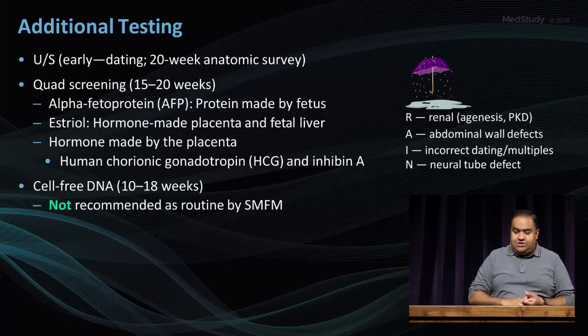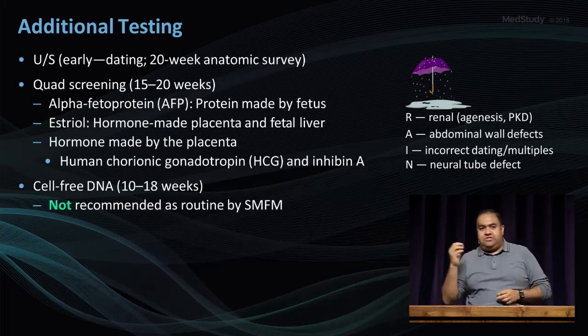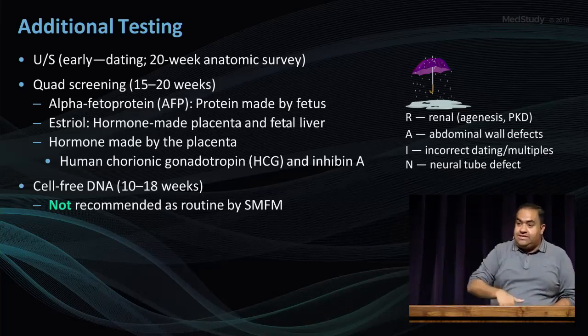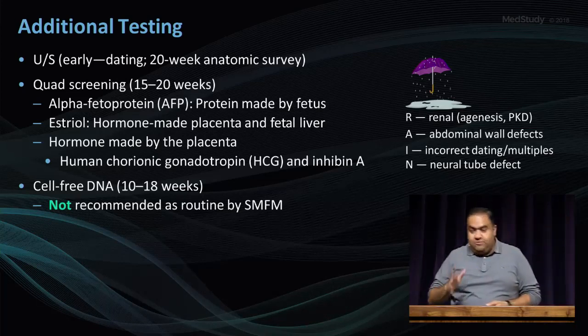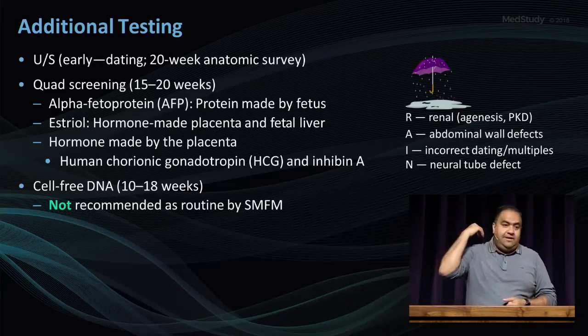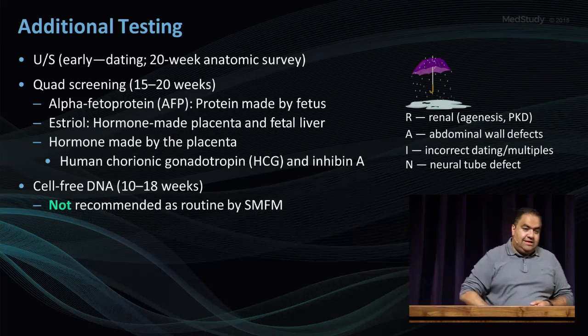The other things that you want to look at, estriol, it's the hormone made by the placenta and the fetal liver. So if you just think about trisomy 21 and 18, and to differentiate the two, alpha-fetoprotein are both going down. In trisomy 21, the beta-HCG is elevated, and the beta-HCG in trisomy 18 is down, and estriol are both going down.